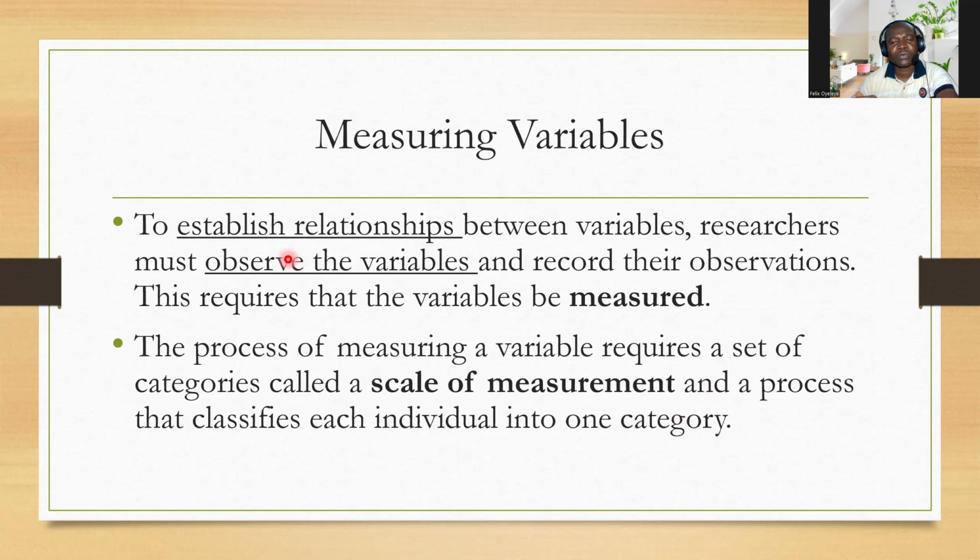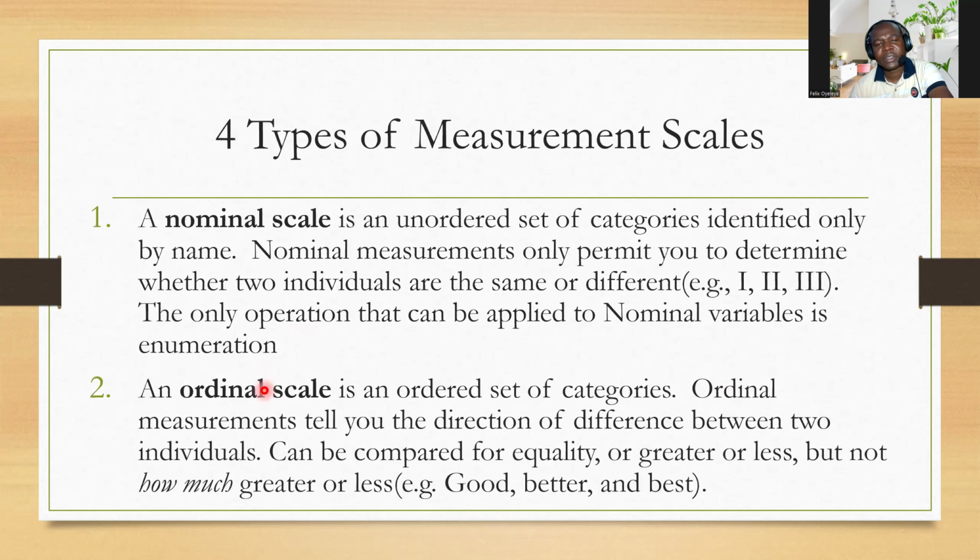Now, another important thing in research is that we also do what we call the measuring of variables. The goal of doing this is to establish the relationship between variables, and then we measure the variables. The process of measuring variables requires a set of categories called scale of measurement. We can categorize this scale of measurement into four types.